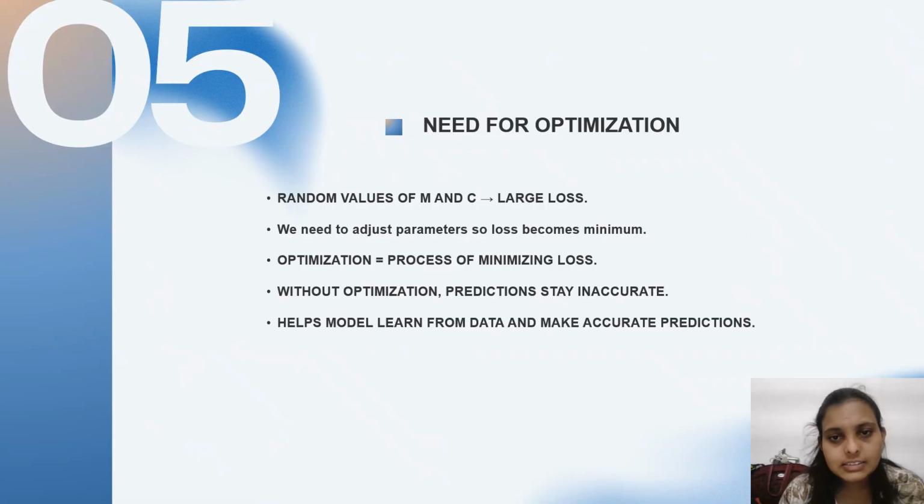So, why is there a need for optimization? Random values of m and c will create a large loss. We need to adjust parameters so that loss becomes minimum. Optimization is the process of minimizing loss. Without optimization, prediction stays inaccurate. It helps the model learn from data and make accurate predictions.